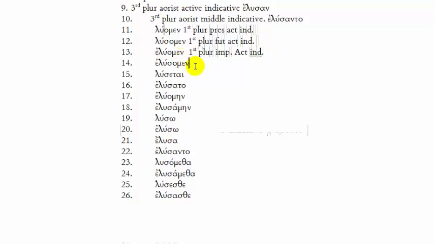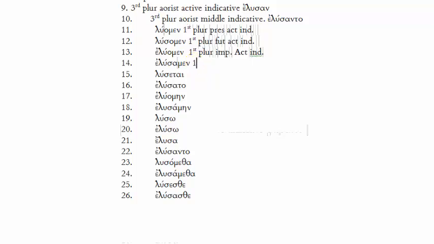Okay, and now we move on along. Elusamen, elusamen. Okay, well, here's the classic sign of an aorist. In fact, that should be an alpha. Sorry about that. Okay, so you have three things you're looking for here: an epsilon, a sigma, and an alpha. Okay, classic sign of an aorist.